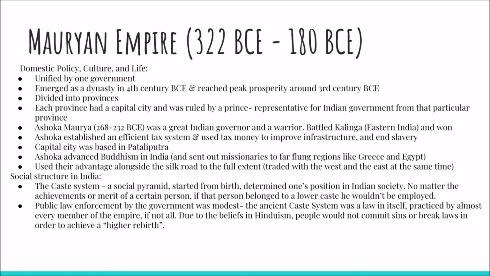He invaded Kalinga in eastern India and won. Ashoka established an efficient tax system and used tax money to improve infrastructure and end slavery. Ashoka's achievements in culture included his advancement of Buddhism in India. He sent out missionaries to far-flung regions such as Greece and Egypt.